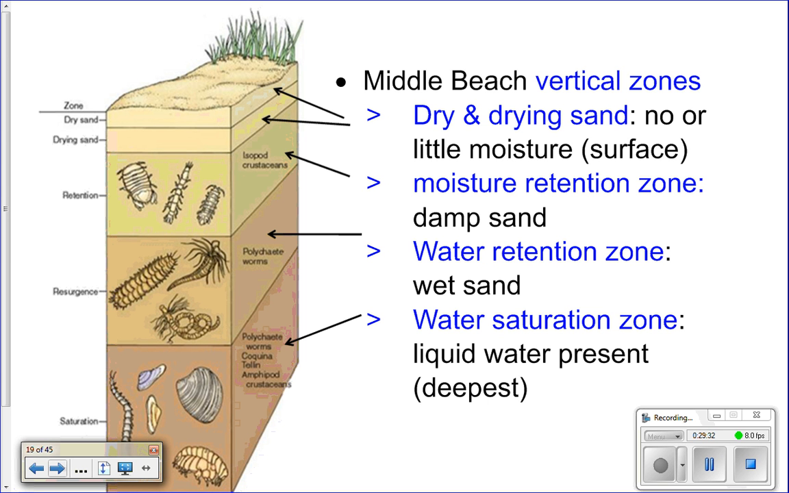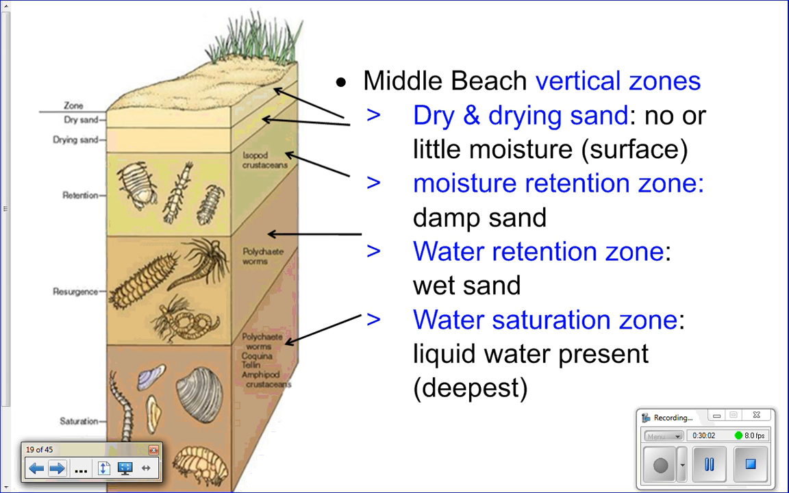After you dig down a little bit, you may get to damp sand, right? So damp sand is our moisture retention zone. You're going to find all sorts of crustaceans, like isopods and stuff like that in your damp sand zone. If you keep going, you're going to get to wet sand, right? Keep digging. That wet sand is the water retention zone. You're going to have things like worms and stuff that can live in there.